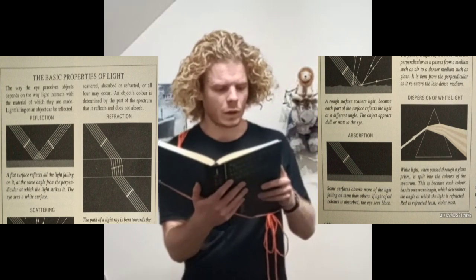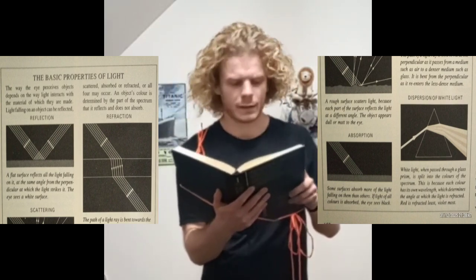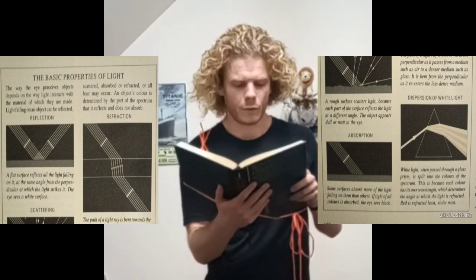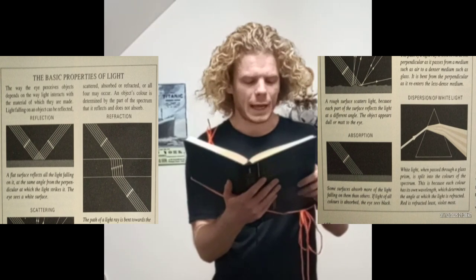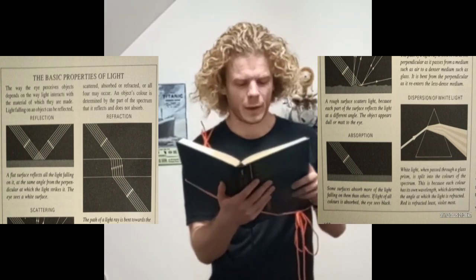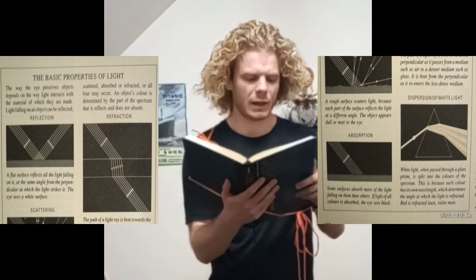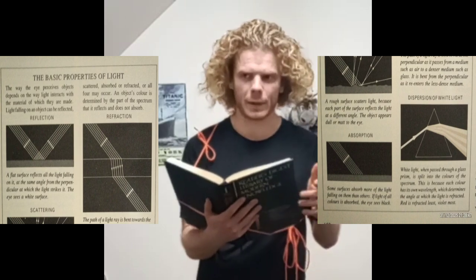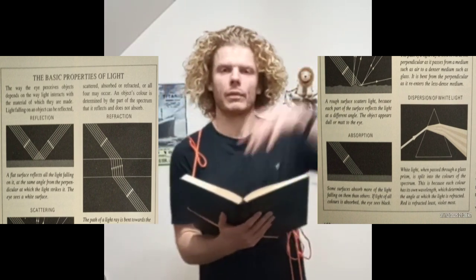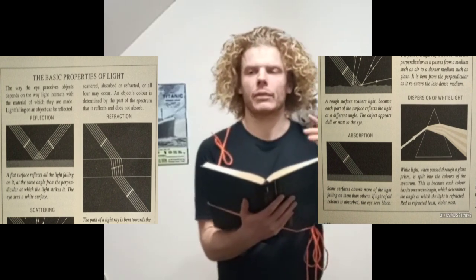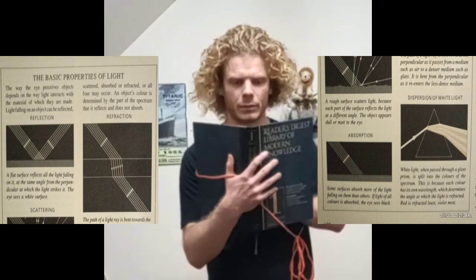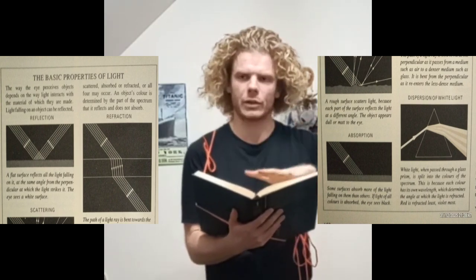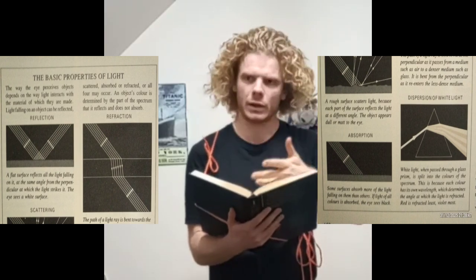Light falling on an object can be reflected, scattered, absorbed or refracted, or all four may occur. An object's color is determined by the part of the spectrum that it reflects and does not absorb. So they basically said there are different types. There are things which reflect the light, like a mirror. There are things which absorb the light. Flat surfaces are reflecting, rough surfaces not.